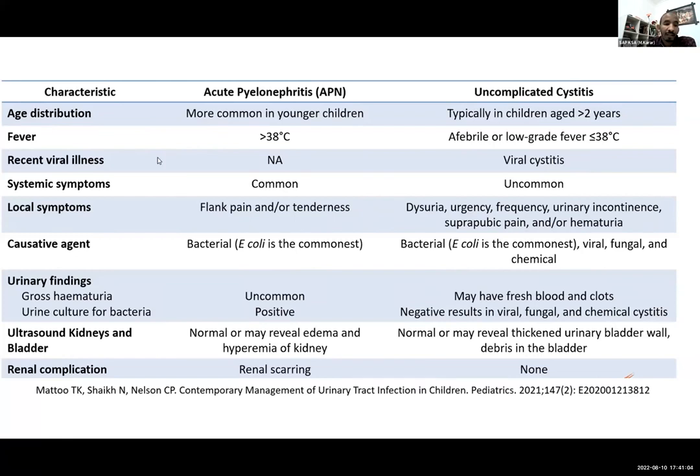Regarding the urinary findings, in patients with acute pyelonephritis hematuria is uncommon, while in cystitis you might have some fresh blood. Ultrasound of the kidneys is non-specific in both acute pyelonephritis and uncomplicated cystitis. So the differentiation of acute pyelonephritis and uncomplicated cystitis based on imaging, as we will see later, is not easy. To differentiate between them, you might do a DMSA scan within the first 3 to 7 days while the fever is present.